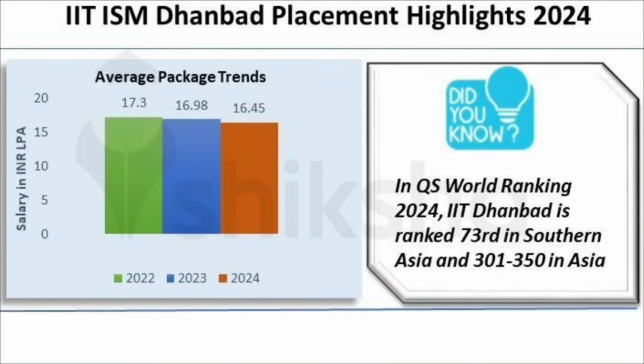Now if we consider the overall placements for the batch of 2020 to 2024, then for the batch of 2024, the average salary package offered was 16.45 lakhs per annum. Then if we consider it year wise, for the year 2022, the average salary package offered with IIT Dhanbad was 17.3 lakhs per annum. And for the year 2023, it was 16.98 lakhs per annum.